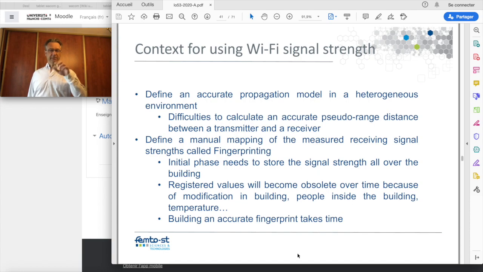So the main drawback of this way is that the fingerprinting map is quite long to build. So it takes some time, and it is also a good representation for one time. But when there are more people or fewer people inside the building, this fingerprinting will be more or less accurate. So this is the main drawback of this solution.